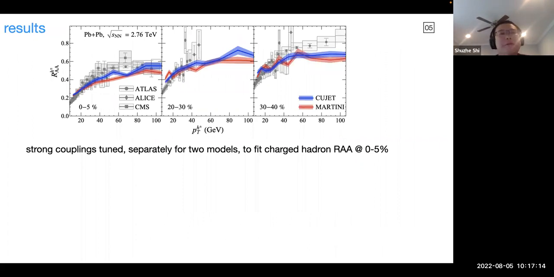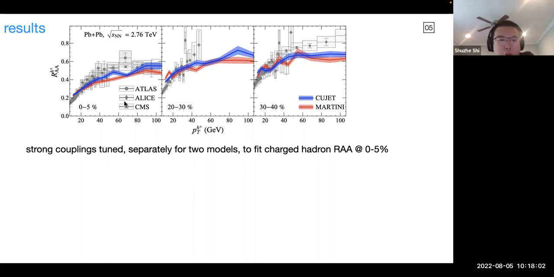So after integrating the CUJET kernel into JETSCAPE, now we are able to run the full simulation and see how the observables could be different when we compare these two different models, CUJET and Martini. As I mentioned earlier, in both models there are three parameters that could be tuned, which correspond to the strength of the strong coupling.